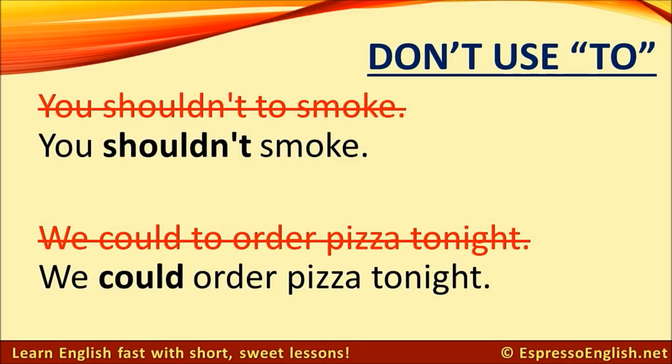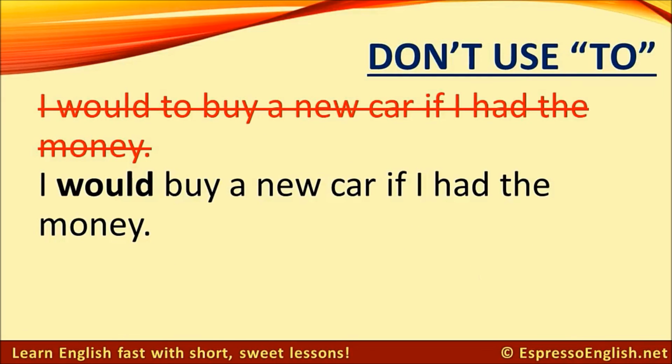Don't say we could to order pizza tonight. The correct sentence is we could order pizza tonight. Don't say I would to buy a new car if I had the money. The correct sentence is, I would buy a new car if I had the money. After should, could, and would, always use the base form of the next verb.